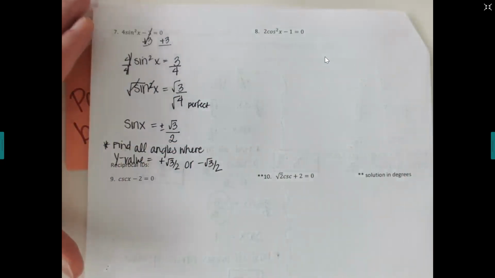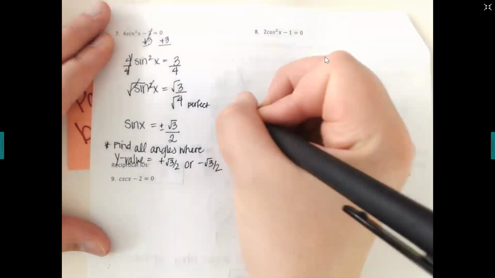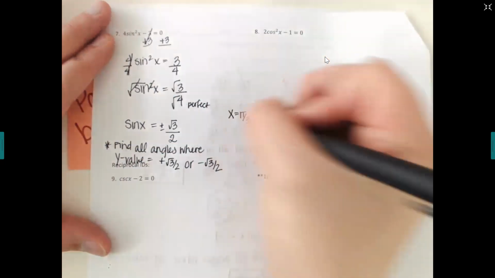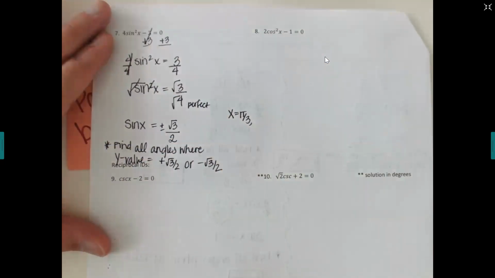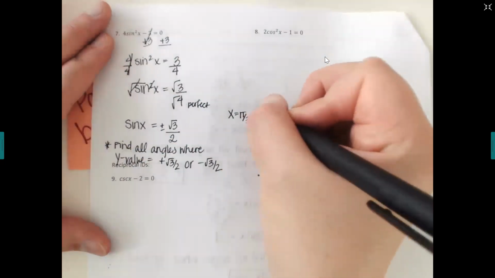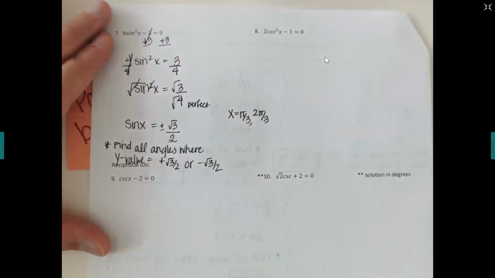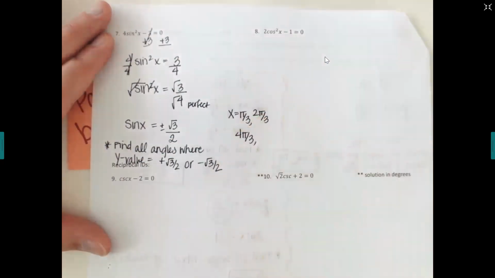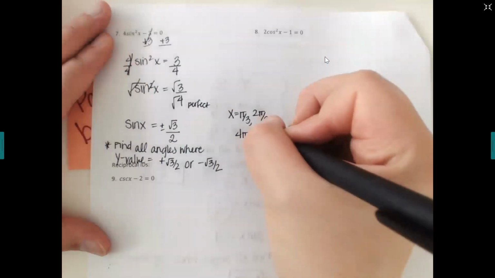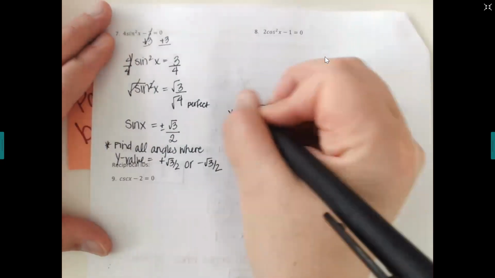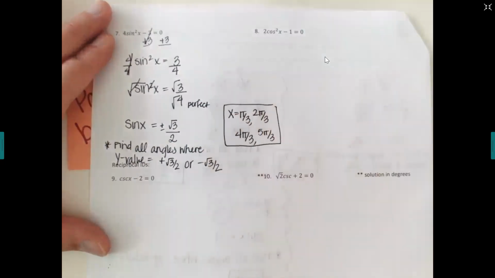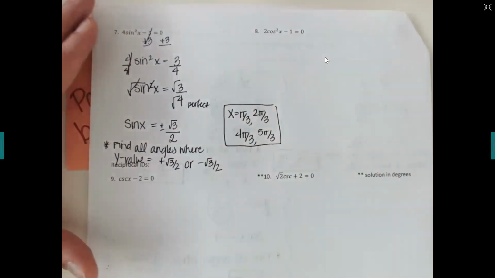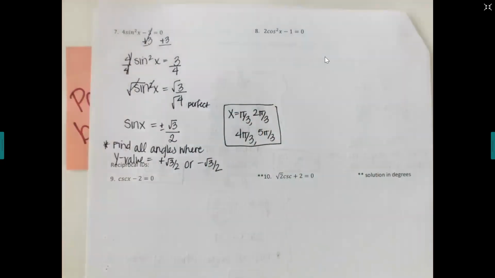Okay, can somebody tell me the first answer starting in quadrant 1? What do I want? Pi thirds. What's the next one? 2 pi over 3. Next one? 4 pi over 3. And last one? 5 pi over 3. Okay, the most answers that you can get is 4. The least answers you could get would be 1.